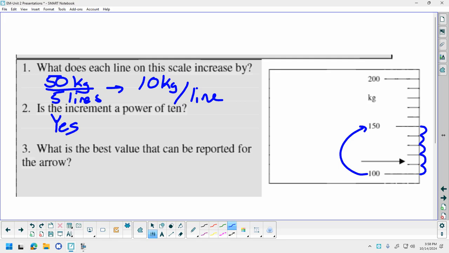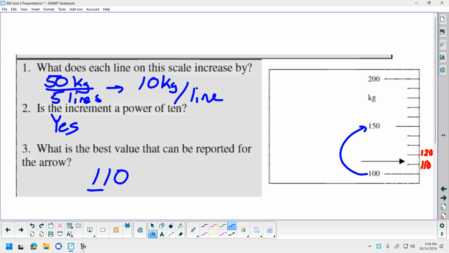So that tells me then that if this is 100, then the next line is 110, and the next line after that is 120. So what is the best value that can be reported for my arrow? Well, I know it's 110, but I know it's less than 120, so we'll start with 110.